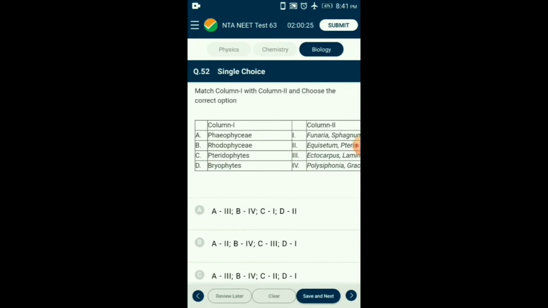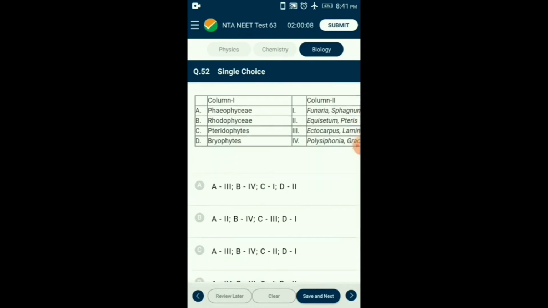Division Pteridophyta comprises ferns. Examples: Equisetum, Pteris. Division Bryophyta comprises the liverworts, hornworts and mosses. Examples are Funaria and Sphagnum. So the correctly matching option is option C.